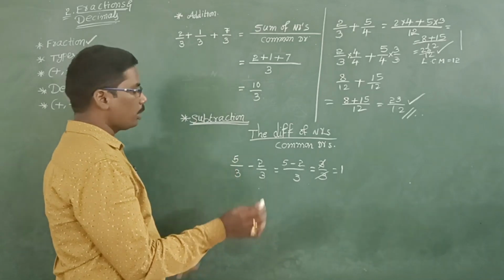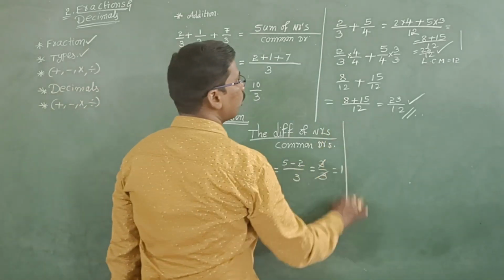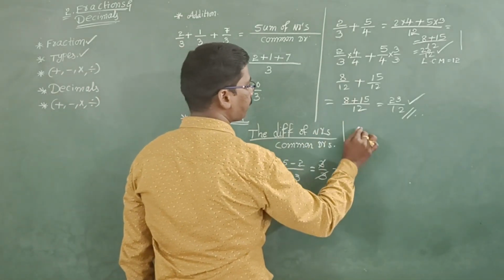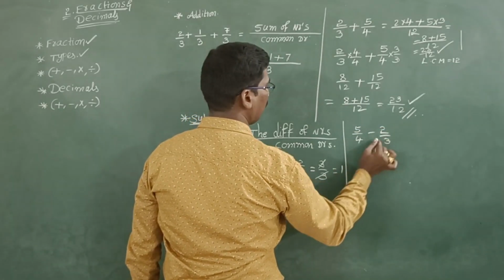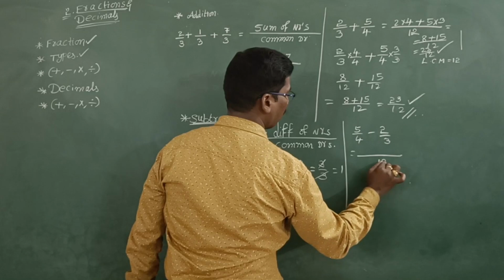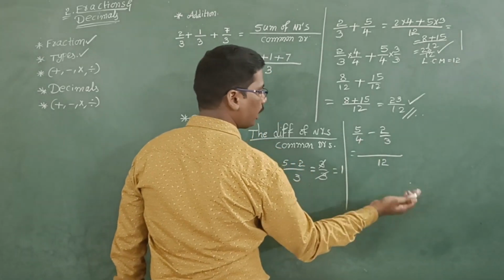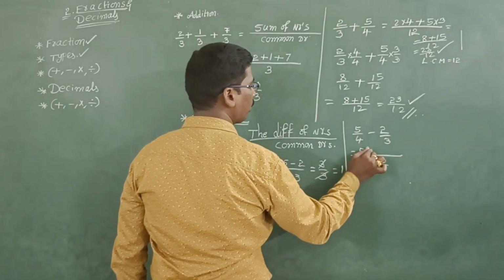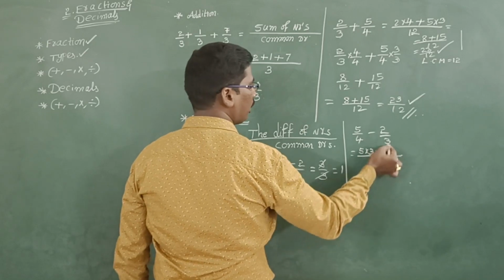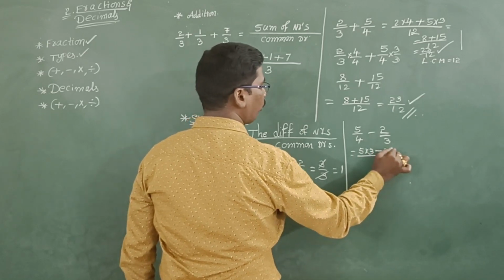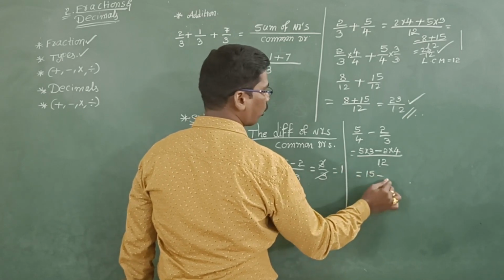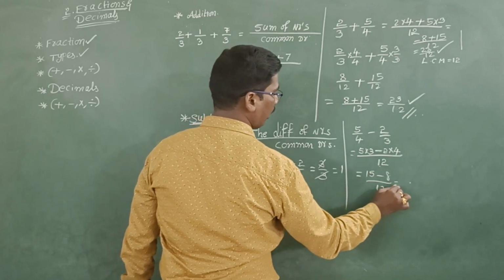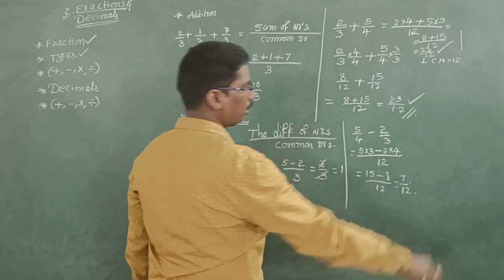In subtraction also it is the same. Now, I am taking these two numbers only: 5 by 4 minus 2 by 3. The LCM is 12. 4 threes are 12. This 3 into this 5, 5 into 3, minus 3 fours are 12, so 2 into 4. So 5 threes are 15, minus 2 fours are 8, by 12. That is 7 by 12.